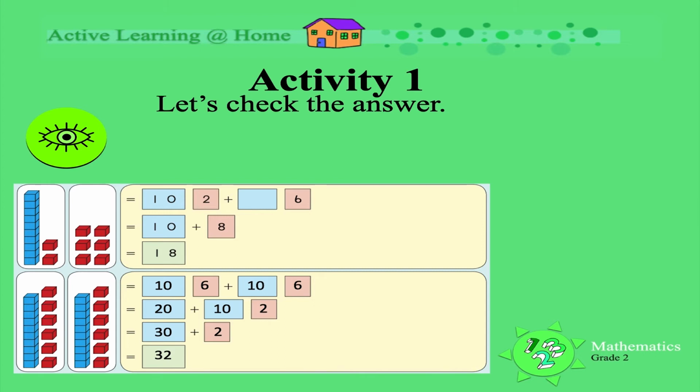On the left-hand side, we've got one group of 10 and 6 ones, and on the right-hand side, we've got one group of 10 and 6 ones. This can be broken down as 10 and 6 plus 10 and 6. We know that 10 plus 10 is equal to 20, and we also know that 6 plus 6 is equal to 12. If we break down 12 even further, we get 10 plus 2. So now we've got 20 plus 10 plus 2. And 20 plus 10 we know is 30, and 30 plus 2 is 32. Now let's try another one.